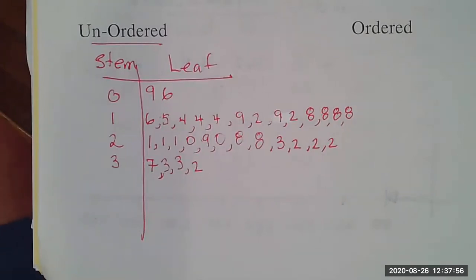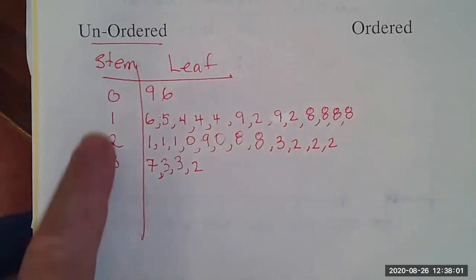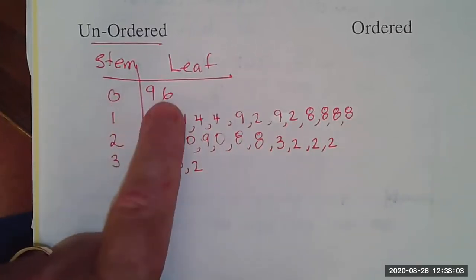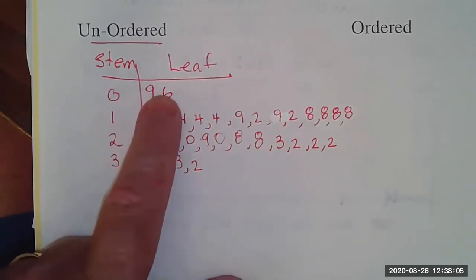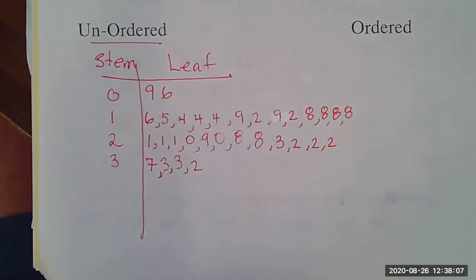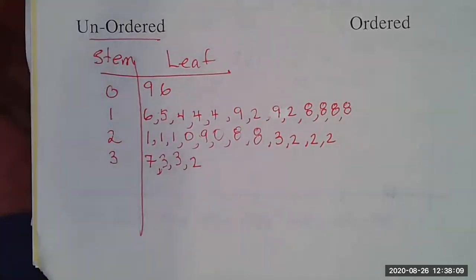Now, this is not ordered. Ordered means you're going to go smaller to bigger or bigger to smaller. So this is the number 9, that's the number 6. No, I want the number 6 first and then 9. So I want them in order. I'm going to go over here. I don't know if I'm going to run out of room here.